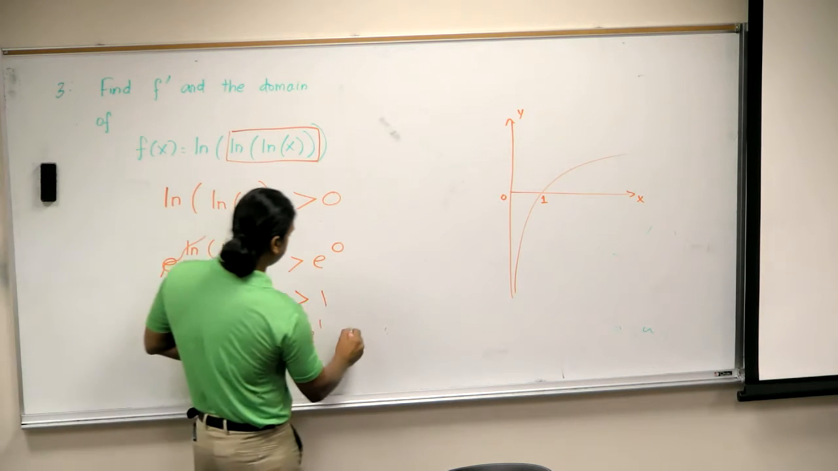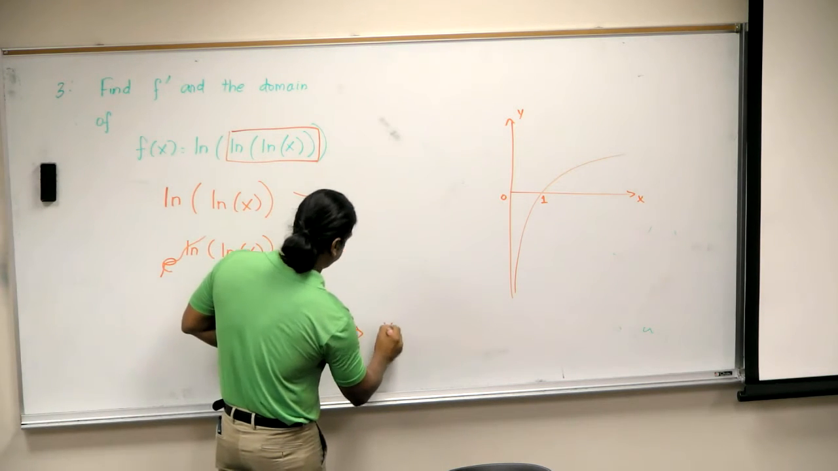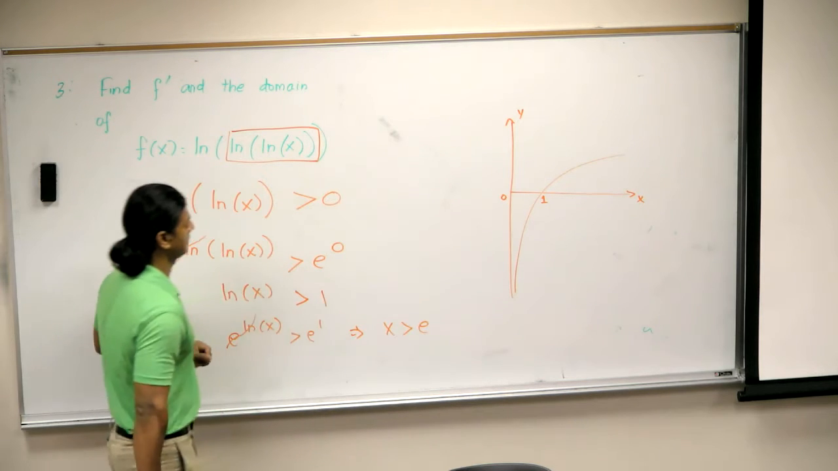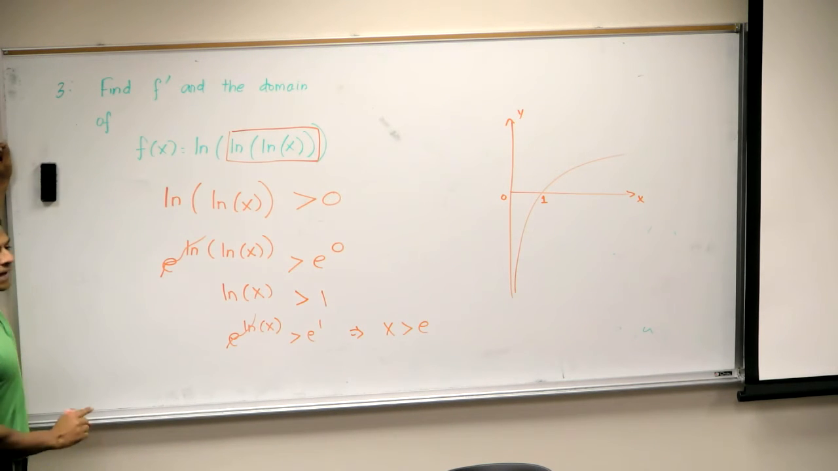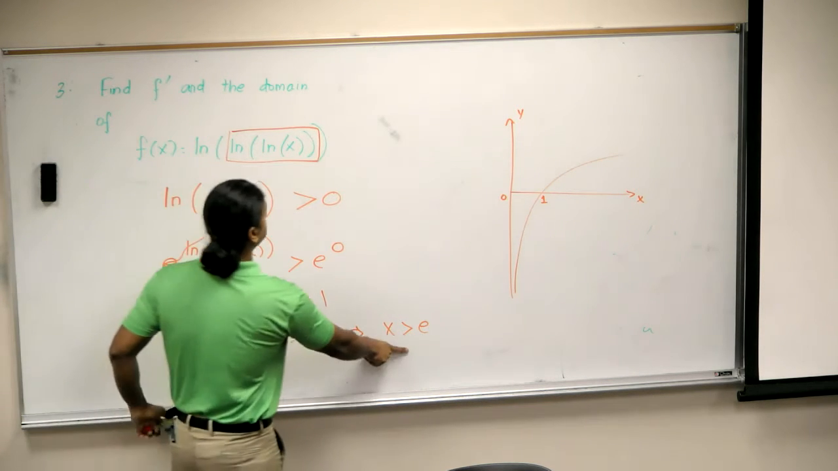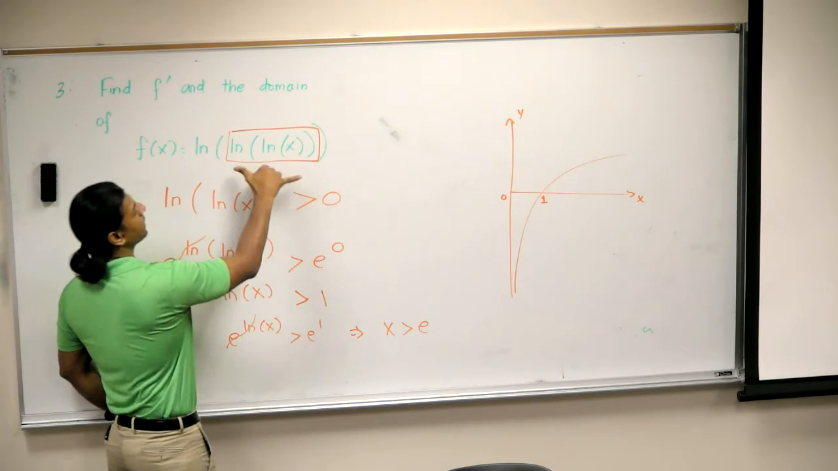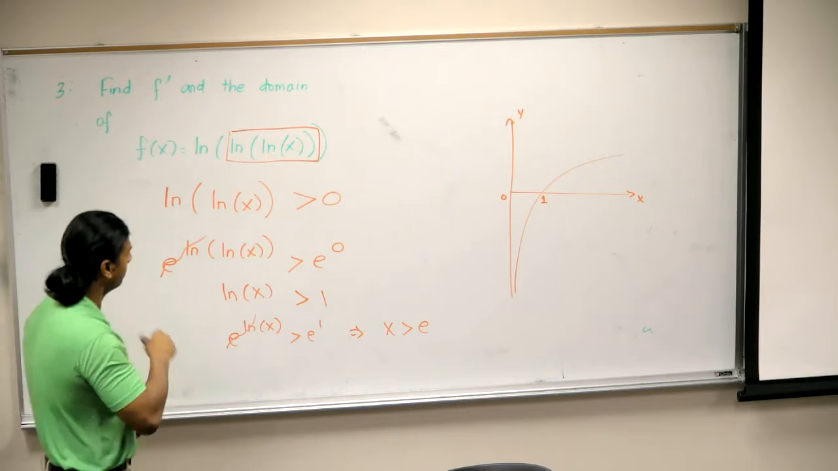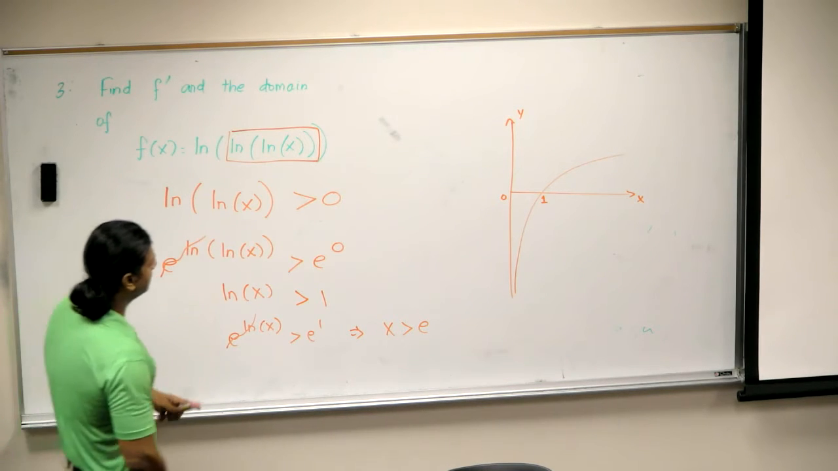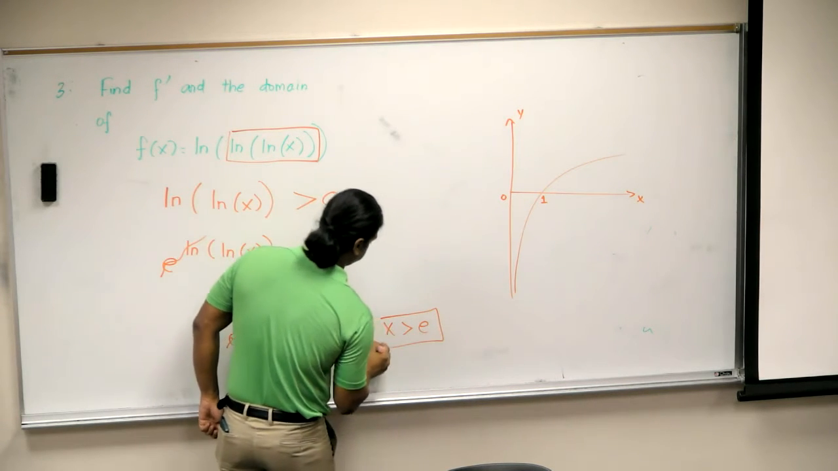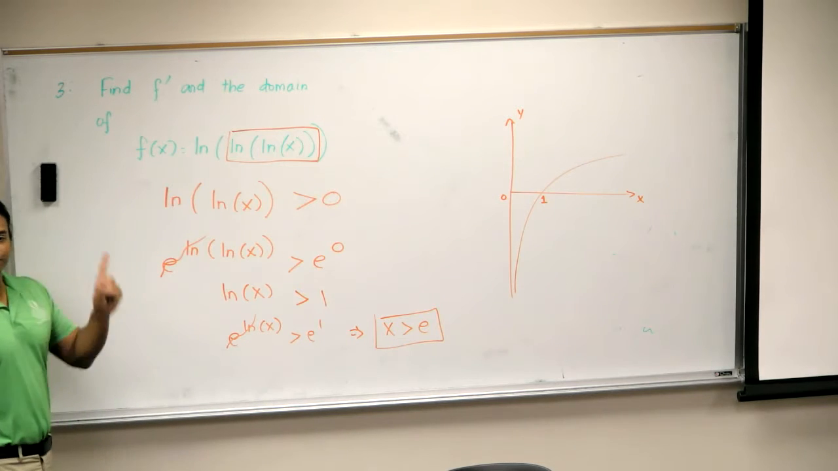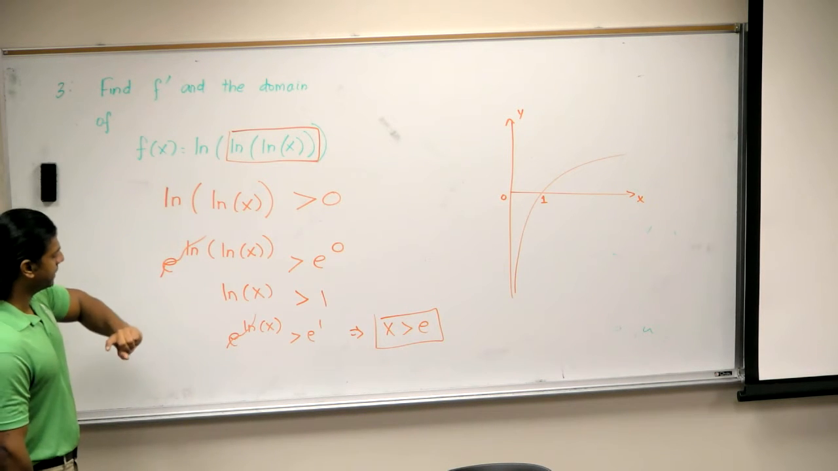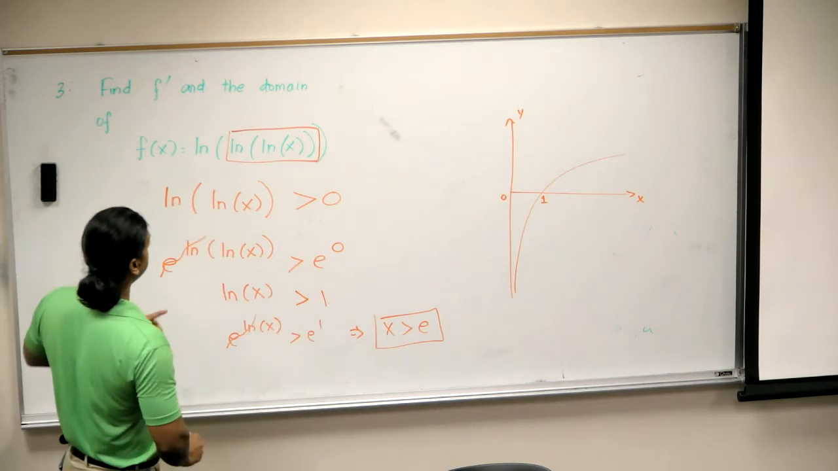So the value of x must be strictly greater than e. We cannot include e because if I included e, that would become 1, that would become 0. You would end up evaluating ln of 0, which is not doable. So the domain is from e all the way up to infinity, not including e.